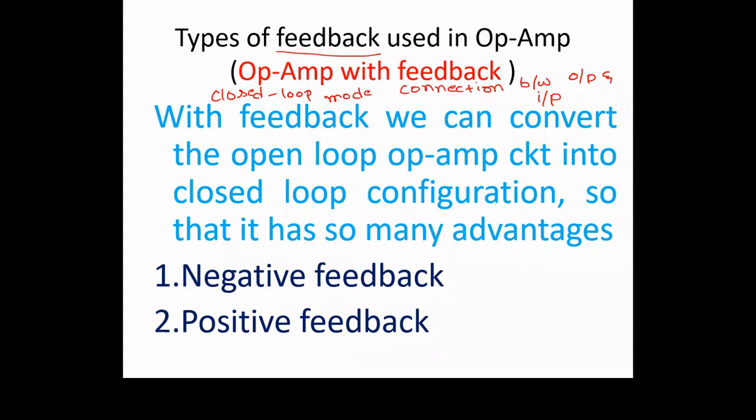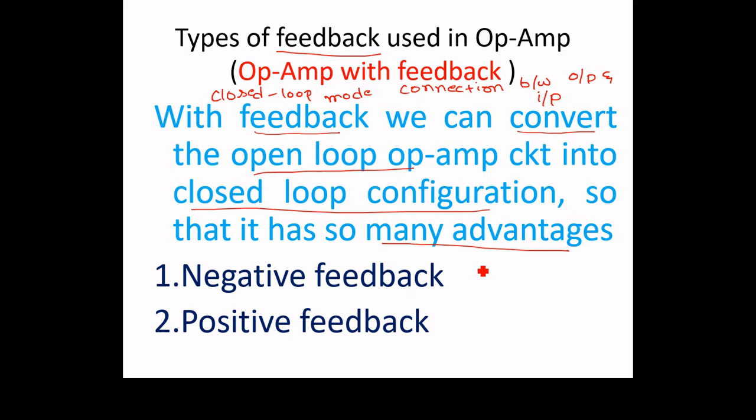So if some feedback exists between the output and input, or some connection exists between the output and input, then it is said to be closed loop, or the device is said to be operating in feedback. There are a lot of advantages when we use feedback. With feedback we can convert the open loop op amp circuit into a closed loop configuration. It has a lot of advantages, we will see.